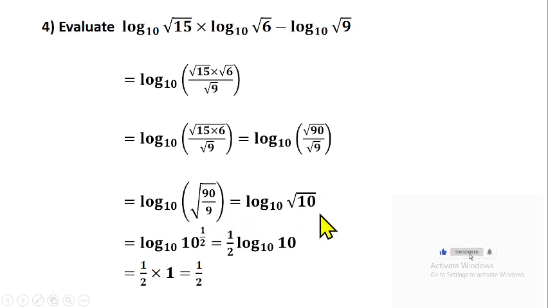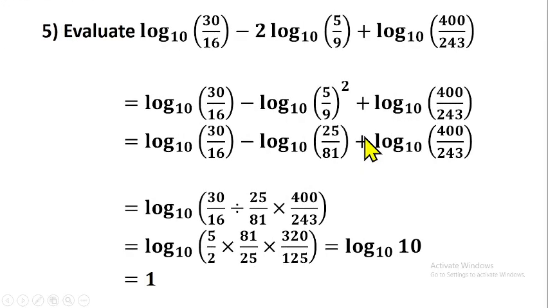And this root 10 can be written as 10 raised to the power half. When a number has a power, the power goes to the front, according to the law of logarithm. So you have half times log 10 base 10, and log 10 base 10 gives us 1. So half times 1 gives us half. So when you simplify this, the answer is half.